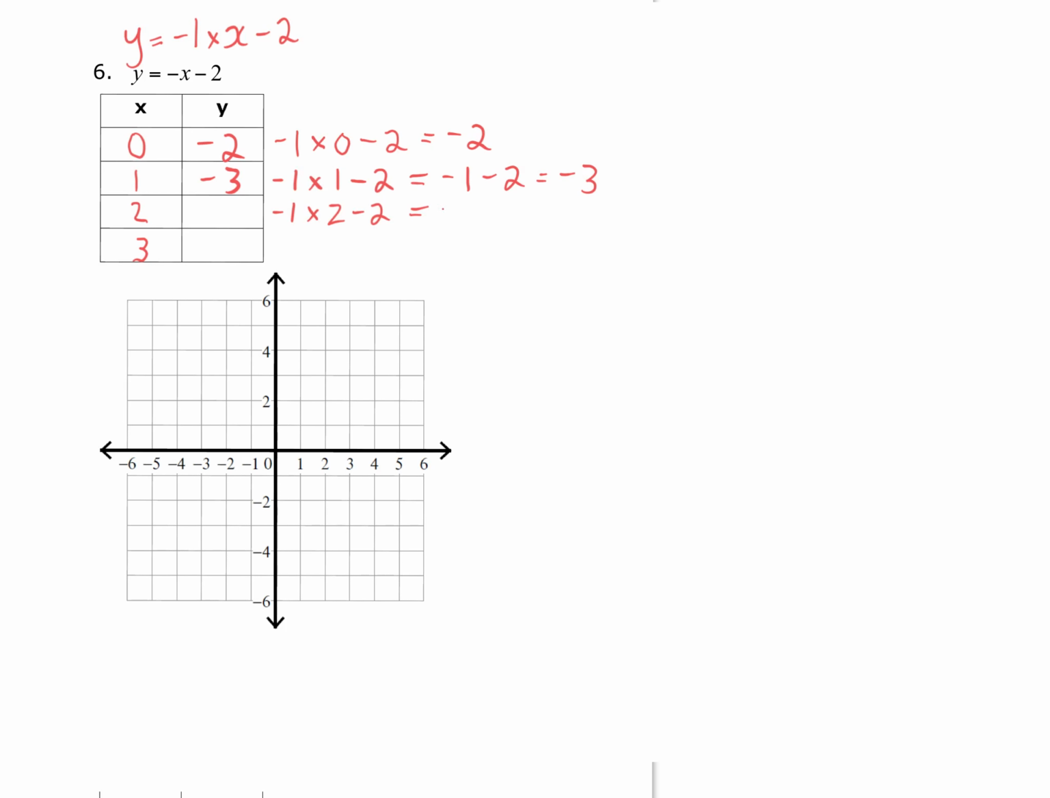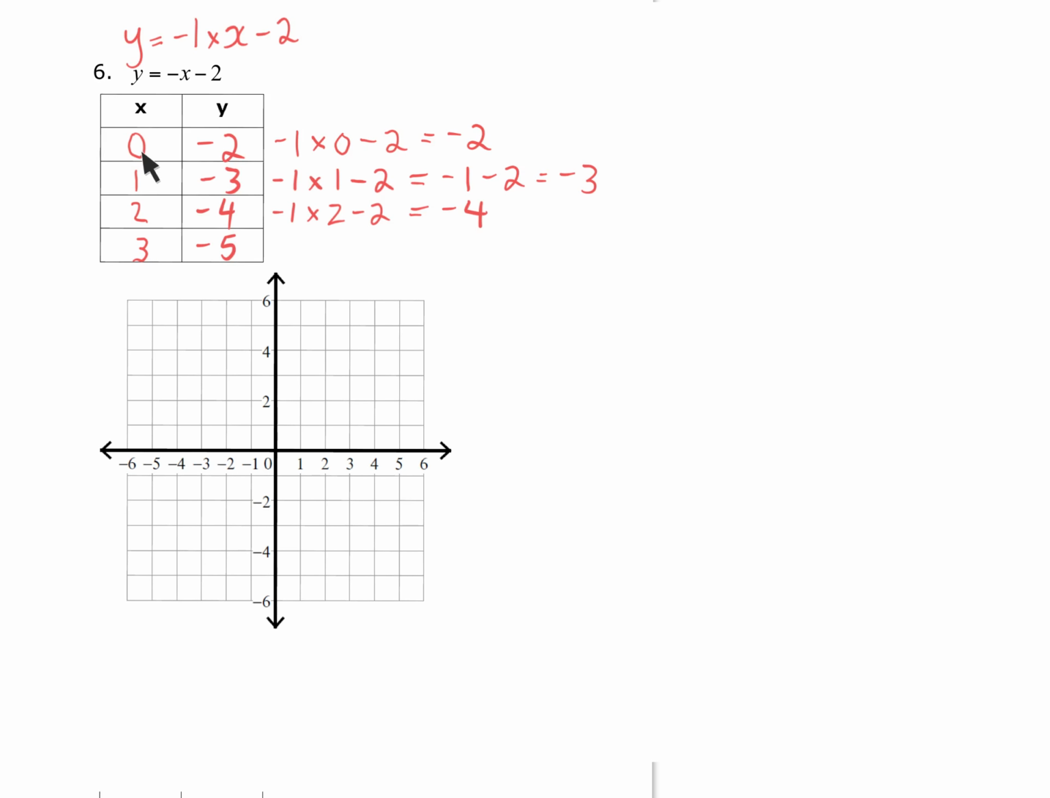And there's always going to be a pattern forming where we've gone from negative 2 to negative 3 to negative 4 and so on. So once you've done a few, you can just fill in the rest following the pattern and you'll be good to go. So this last one here is negative 5 and we're ready to go.